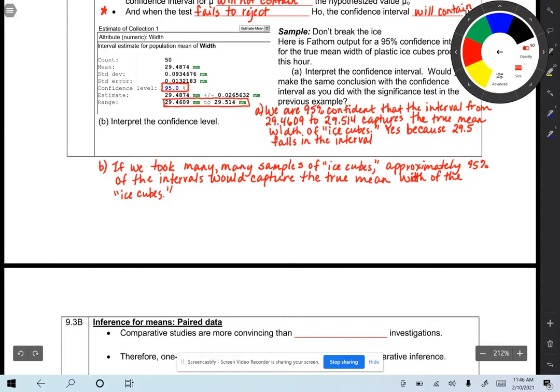So a good review on interpreting the confidence interval and confidence level and seeing the connection between significance tests and confidence intervals. So those are your notes for today.